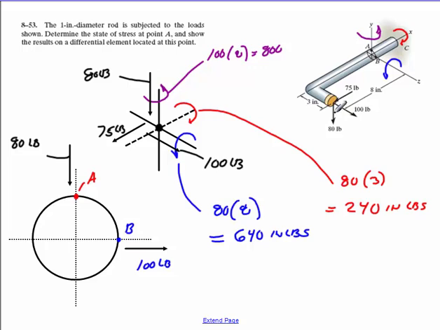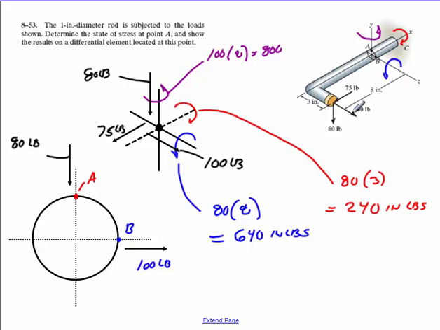Now you got 80 here. That's a vertical, that's a y component. It causes a torque, if you want to say it, or a moment around the x-axis as 80 times 3. It also creates a moment around the z-axis of 80 times 8. So I did that. 640 inch-pounds coming this way. You got 80 times 3 coming this way.